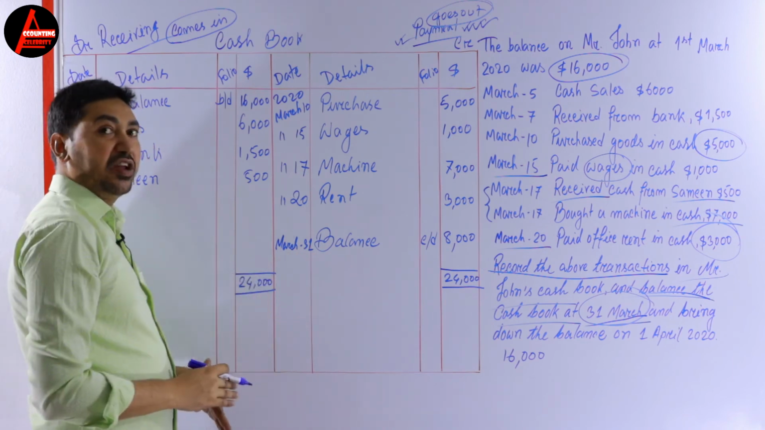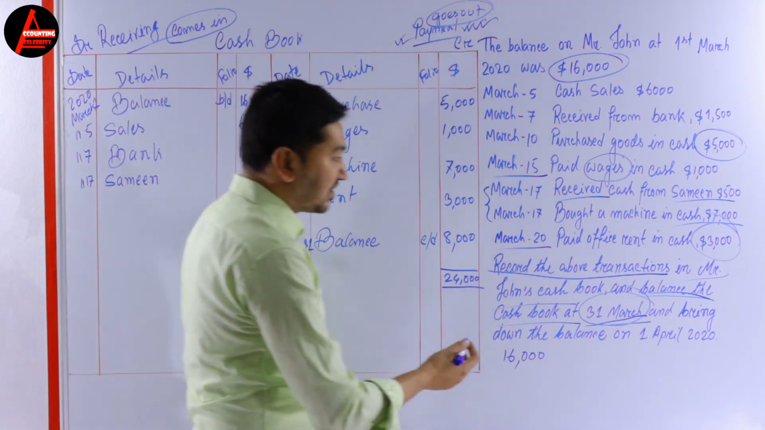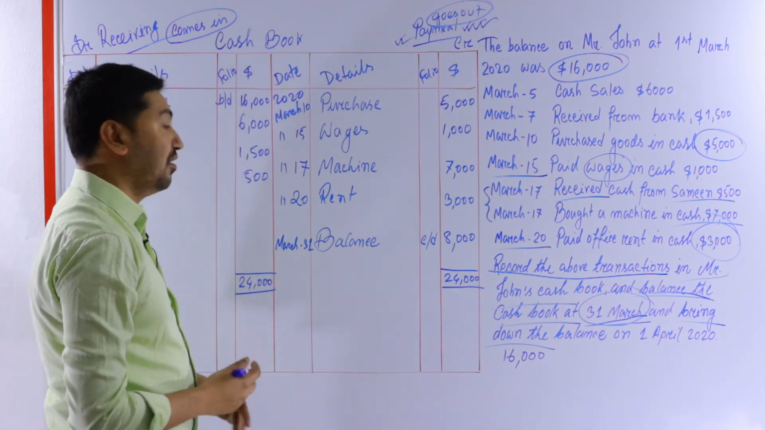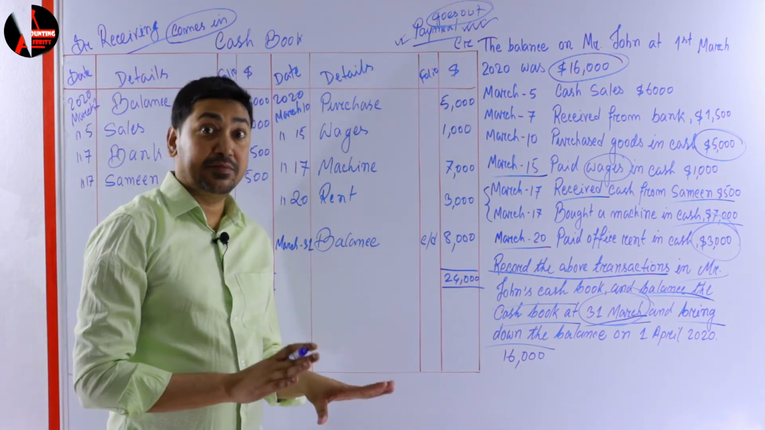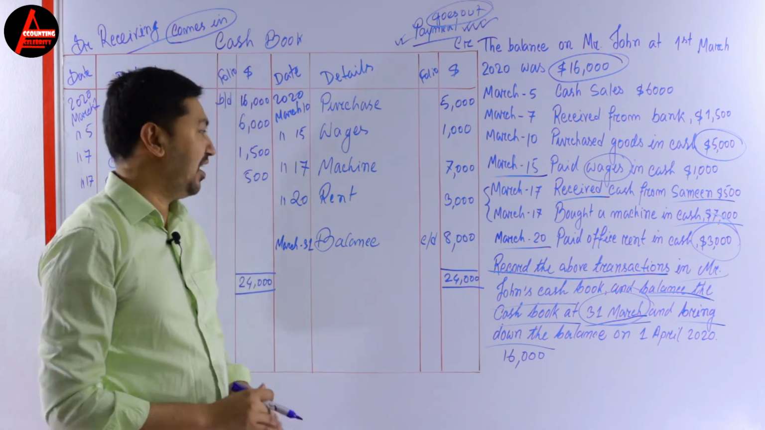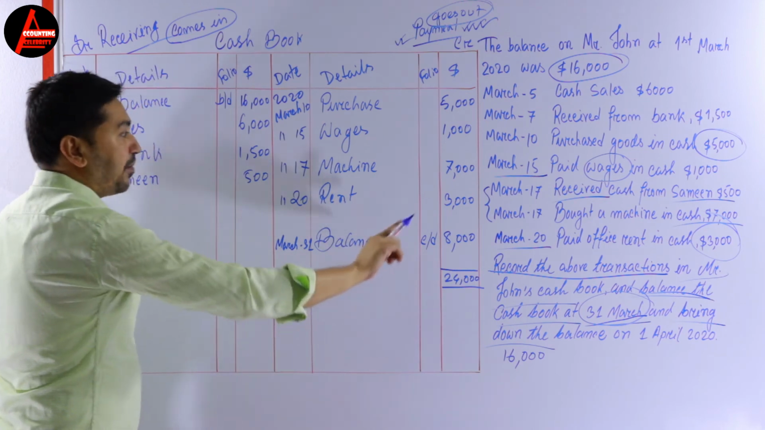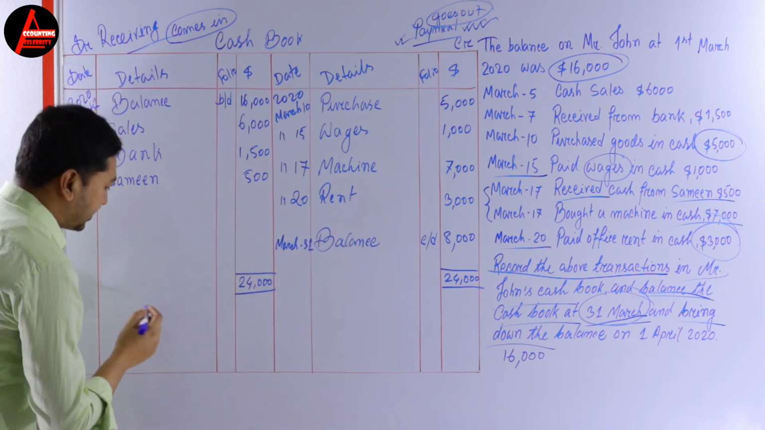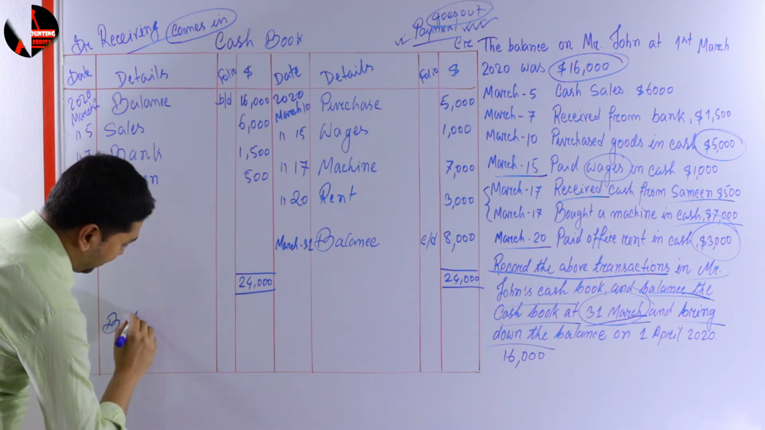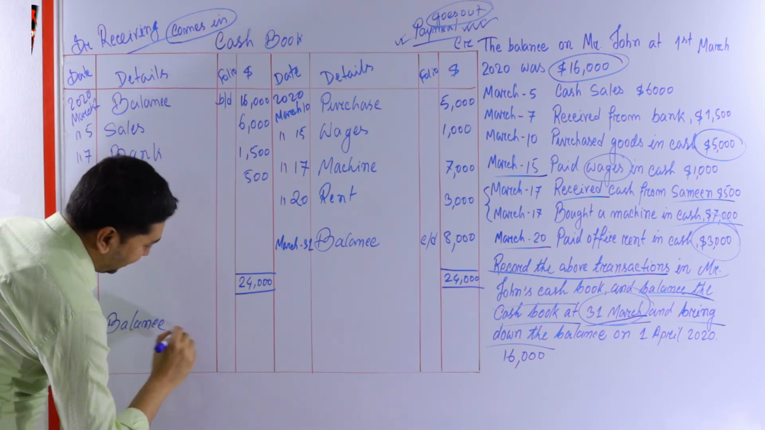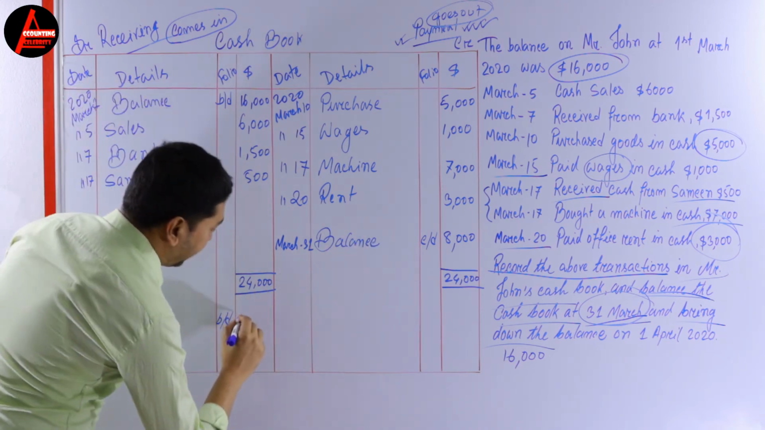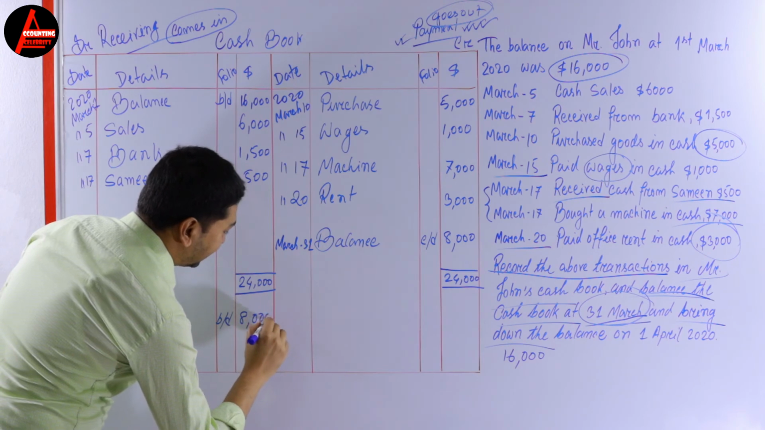And then you need to bring down this balance. So bring down means balance BD. Balance BD and CD will never be on the same side. In the credit side you have balance CD, so come to the debit side, the opposite side, and write balance BD here. BD means brought down. How much? The same value will be here, $8,000.